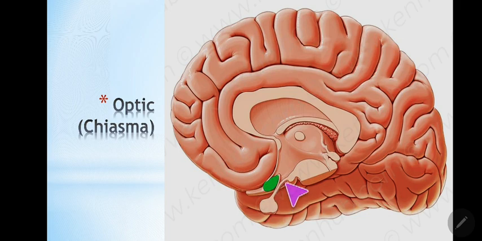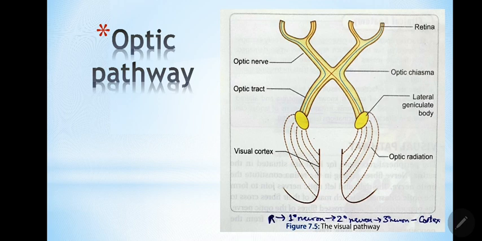Here you find a stalk from the hypophysis, below the hypothalamus, the hypophysis cerebri, the infundibulum and the pituitary suspended, and anterior to that you will find the optic chiasma. Okay, so the optic pathway, I will teach you in my next lecture, but just a brief idea about what it is.